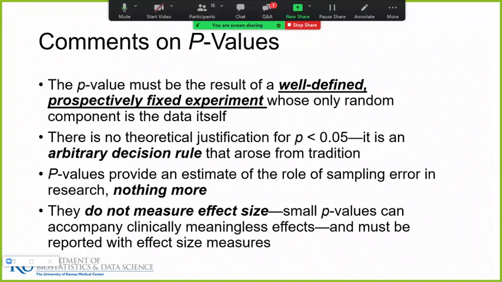There is also another important thing to think about when it comes to the p-value, which is that there's really no theoretical justification for p less than 0.05. It's an arbitrary decision rule. It actually is just there because of tradition. So you're welcome to think about the type 1 error rate not being 0.05. If you understand that, what it's basically saying is you're comfortable being fooled into thinking that there is an effective treatment 5% of the time.